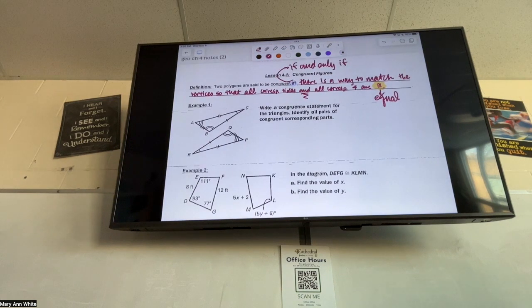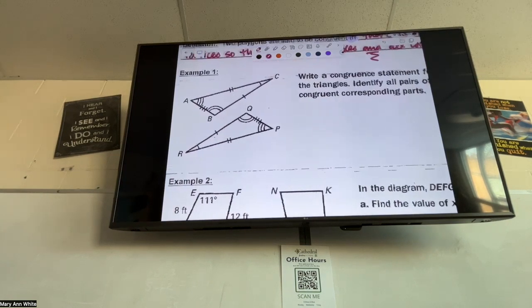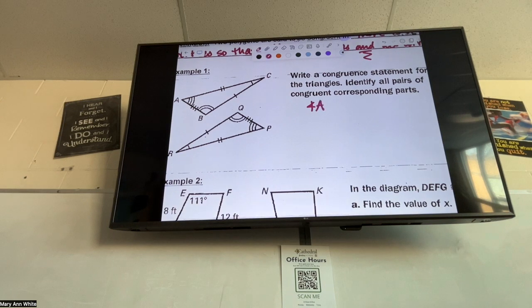Okay. The next one says write a congruency statement for each triangle. Identify all pairs of congruent corresponding parts. Okay, let's start by doing angles and sides. Tell me what angle is congruent to angle A? P. Why is it P as in person? They've got 3 little congruent marks. Good. So A has 3 little congruent marks. P has 3 little congruent marks.